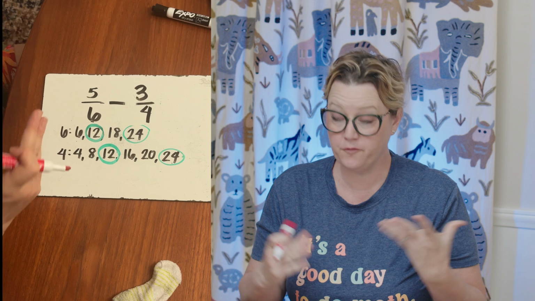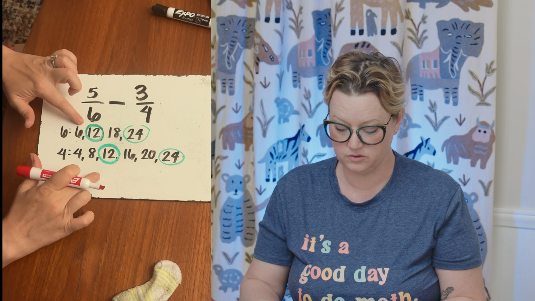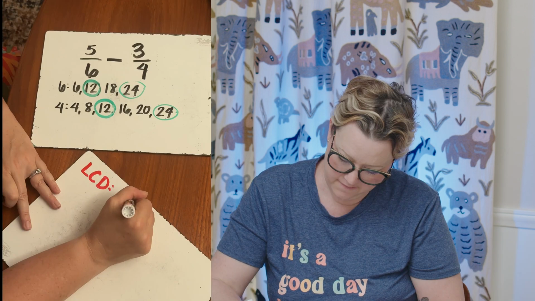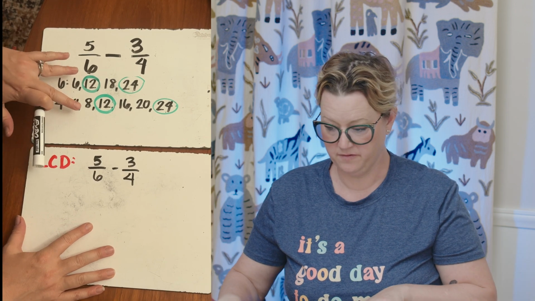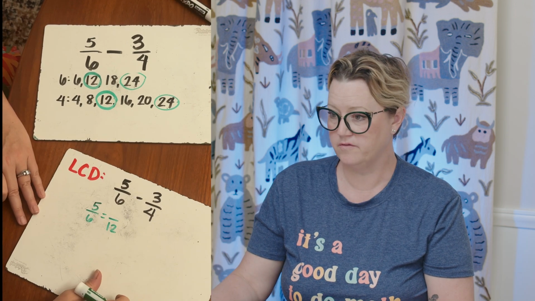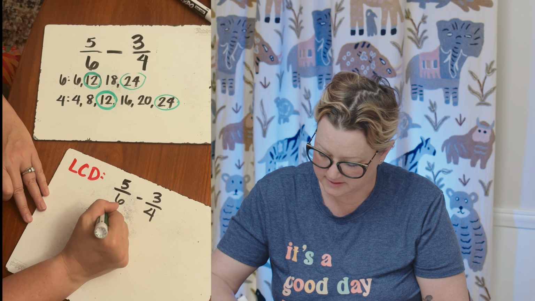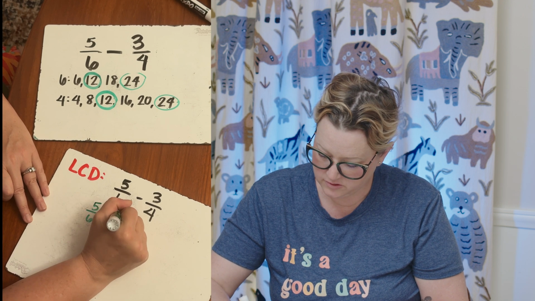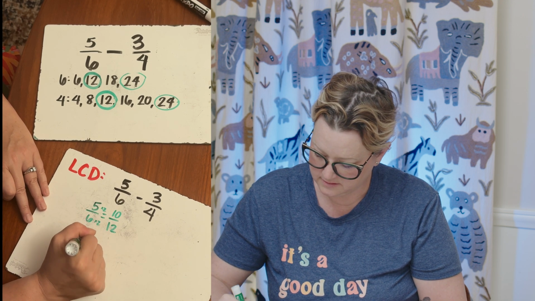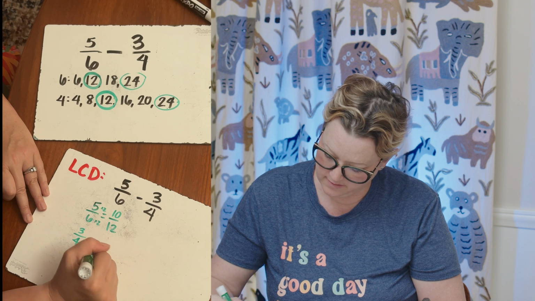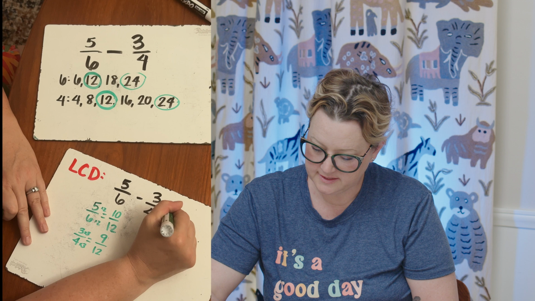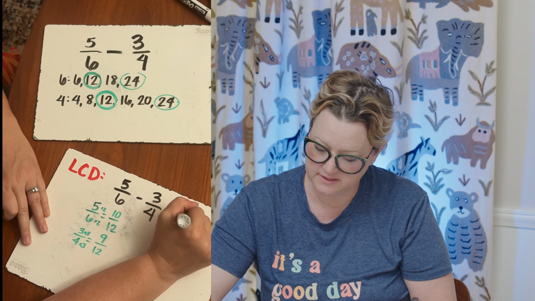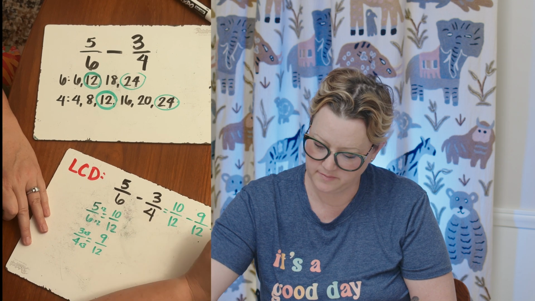If we use 12 for this, okay, let's do least common denominator. 5/6 minus 3/4. The least common denominator was 12. 5 over 6 equals what over 12? This is times 2, this is times 2, so we have 10 over 12. And then 3/4 is what over 12? That's times 3, that's times 3, so we have 9. So this is 10/12 minus 9/12, which gives me 1/12. So that's using the lowest common denominator.